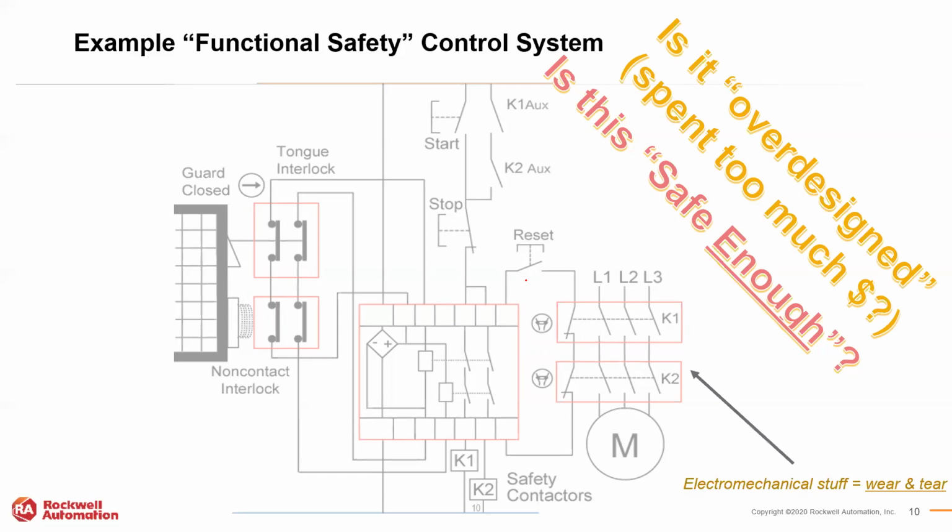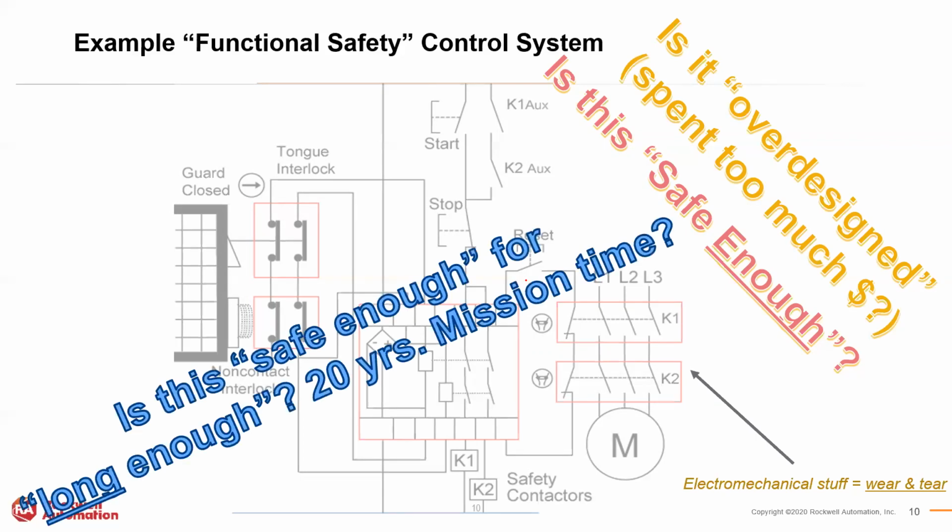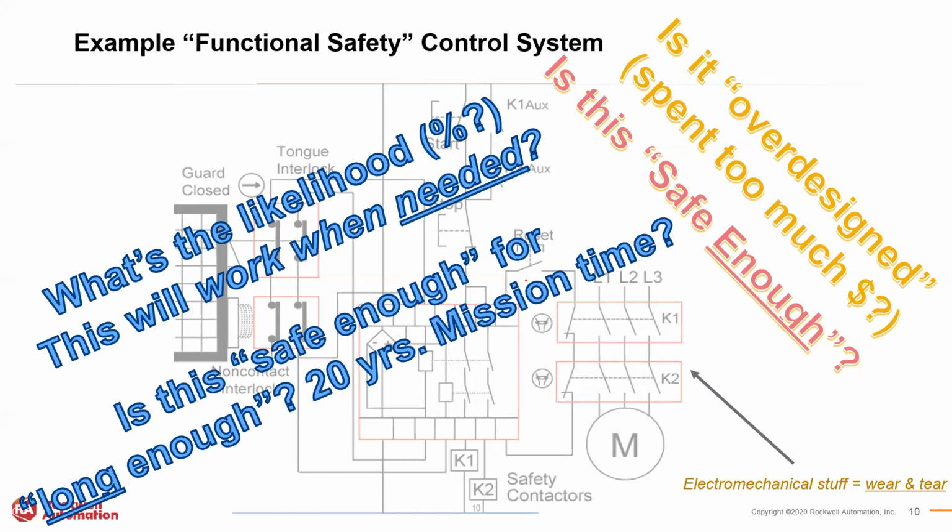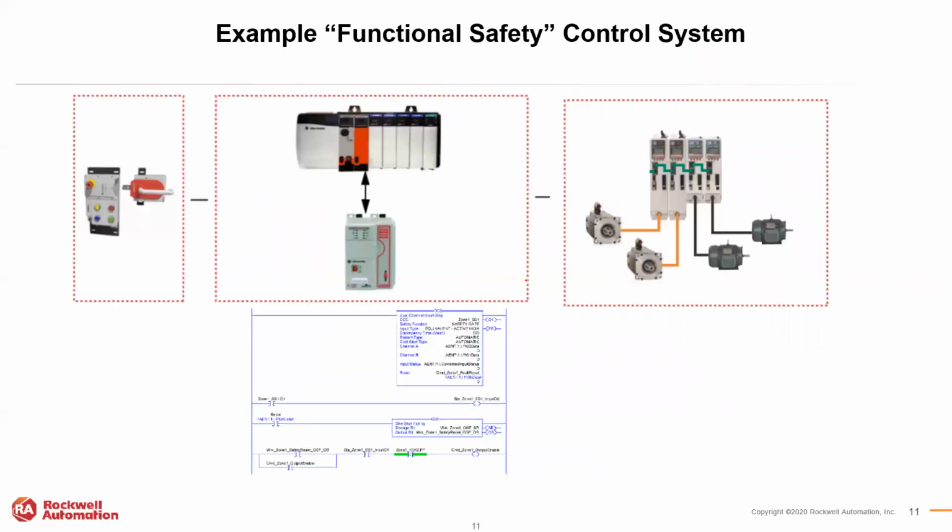And maybe a newer, even better question to consider would be, when we have electromechanical devices like contactors and switches, these things have wear and tear associated over the days and months and years. So we should ask questions maybe like, is it safe enough for long enough? Did we design it to a 20-year lifespan? Or even more recent would be, is it highly likely that this system will work when it's needed, or probability of availability per hour and things like that. So these are more modern approaches to these safety system designs.